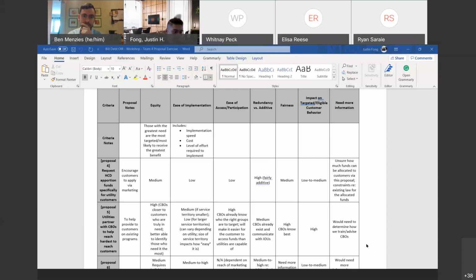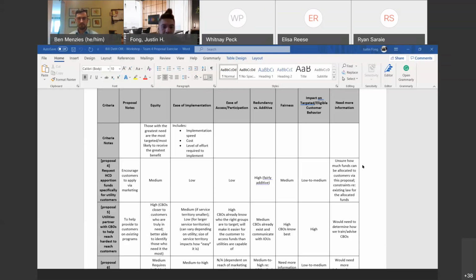As far as some of the particularly effective criteria that are addressed by this, we think this is a highly additive program rather than something that's redundant. But we do see some issues in ease of implementation and ease of access and participation if we're trying to simply encourage customers to apply for these funds through a marketing push. Our next proposal is to encourage utilities to partner with CBOs to help reach hardest to reach customers.